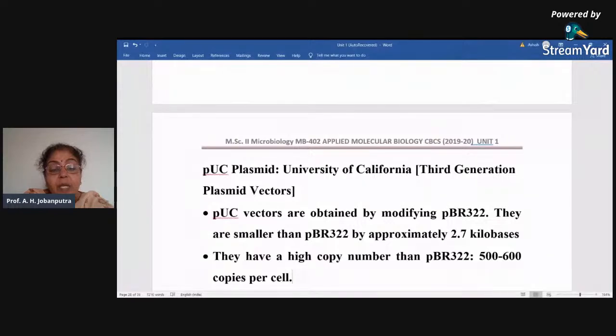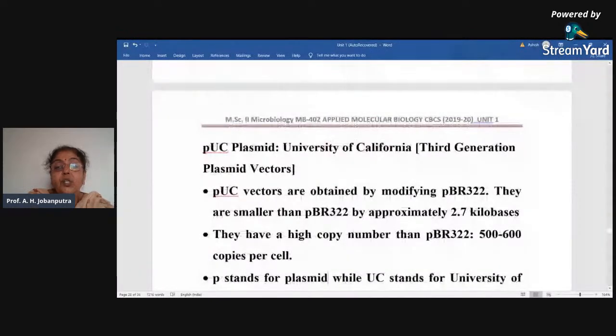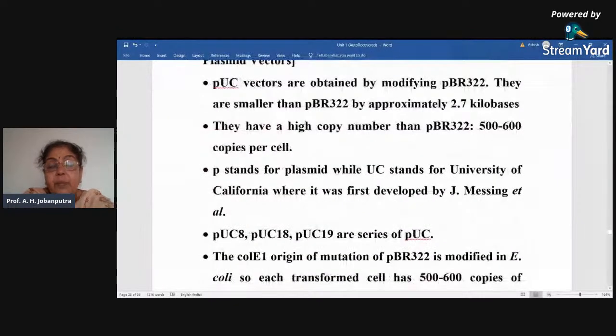PBR322 was 4.3 kilobases. The unwanted part was just cut down to remove the bulkiness of the PBR322 plasmid. The unwanted portion was removed, and it was reduced to 2.7 kilobases. It has a higher copy number than PBR322. It can produce 500 copies because the size is reduced. It can produce more copies per cell.